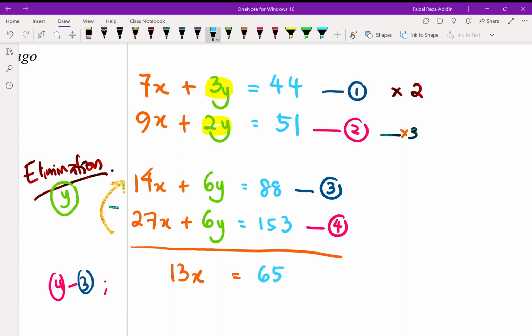Now, can you see that we have only x there? Yes. Can we find our x now? Yes, you sure can. How? 65. Yes, we are going to take 13 over here to the right side. So we are going to find x over here, which is 65 divided by 13. We are going to get 5. That's going to be your x.